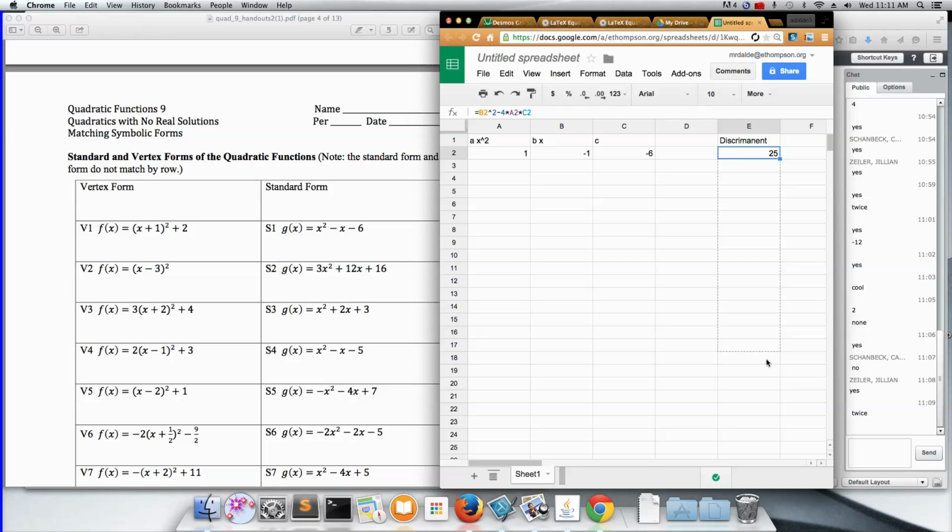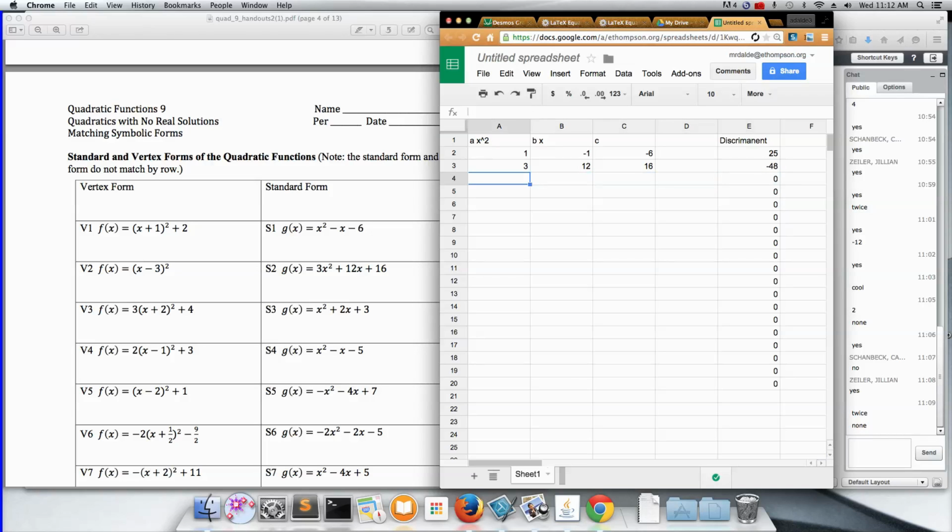So I'll tell you what, let's copy that formula down there and we'll put in some more numbers. What about 3, 12, and 16? I'm just doing the next one. If I plug in 3, 12, and 16 into here, my discriminant is -48. Do you expect this graph to cross twice, once, or none? None. Very good. Awesome.